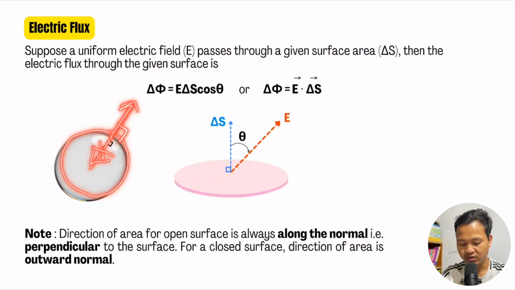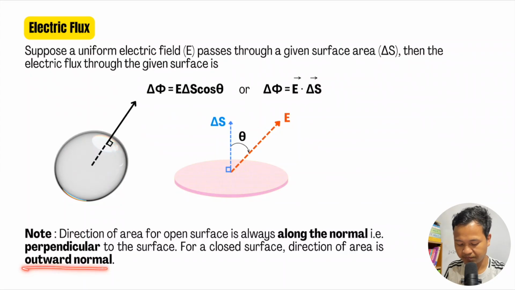Okay, now you only have one direction. For a closed surface, the area direction should be along the normal, and it should be outward. Okay, so the outward normal is for a closed surface area. If I have an open surface, a planar surface, it should be along the normal, perpendicular to the surface. Okay, remember those two points.